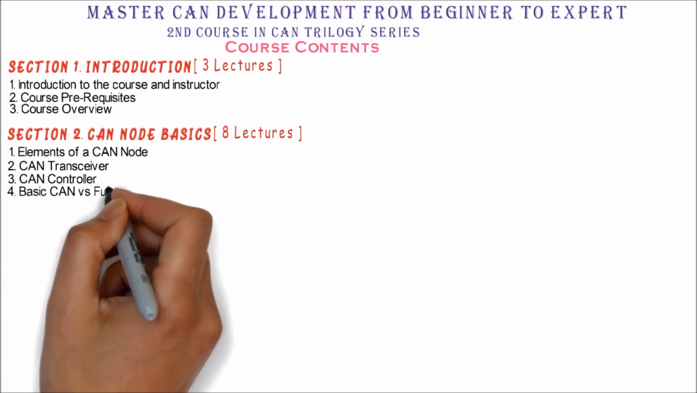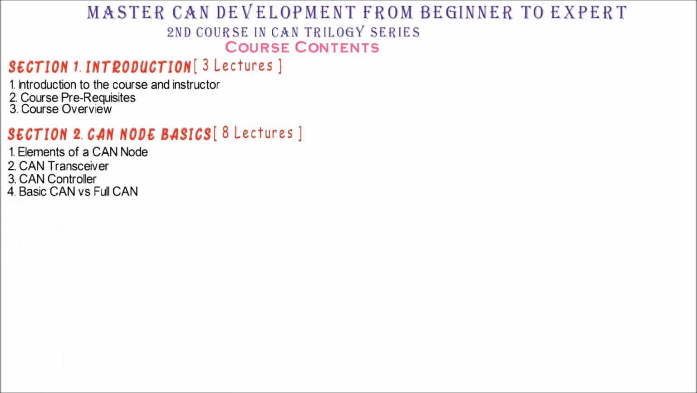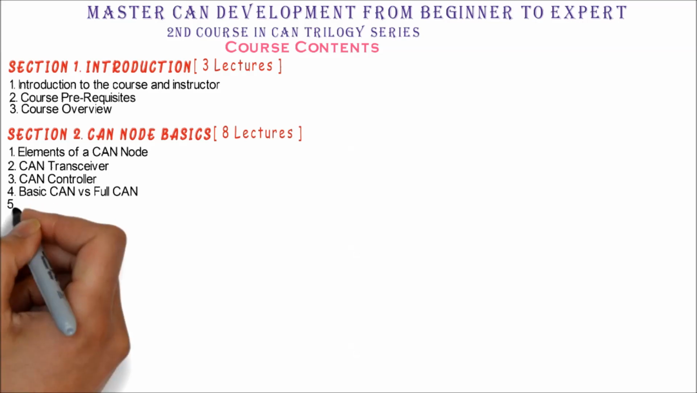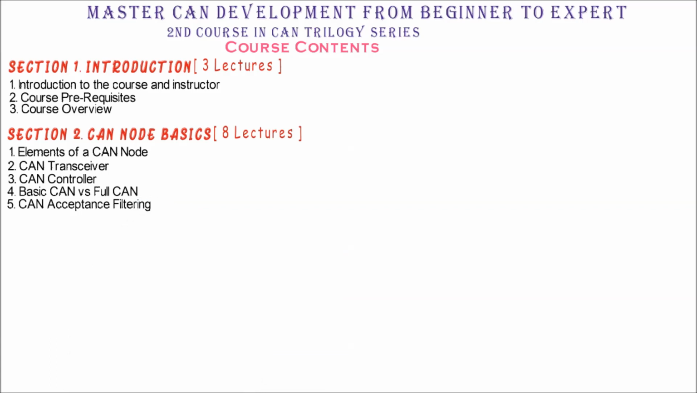Basic CAN versus full CAN is a fourth lecture. A comparison of basic CAN and full CAN, theoretical knowledge and the practical demonstration with the Autosar configuration tools is shown here. Next comes the CAN acceptance filtering. Here you learn about the CAN acceptance filtering and how the filtering logic works. We have also demonstrated how to create and configure the hardware filters in CAN using both Autosar configuration tools.